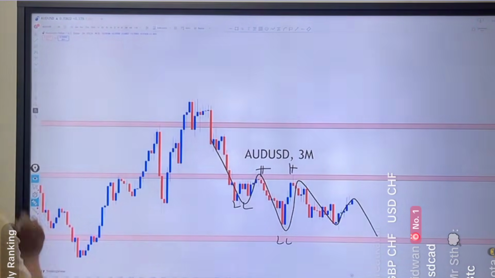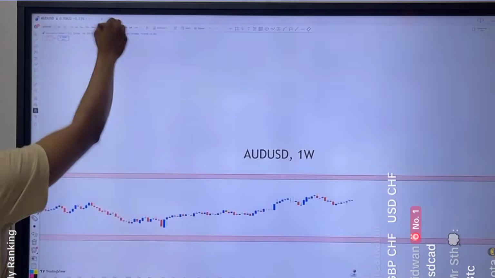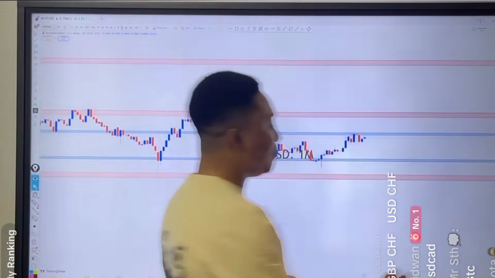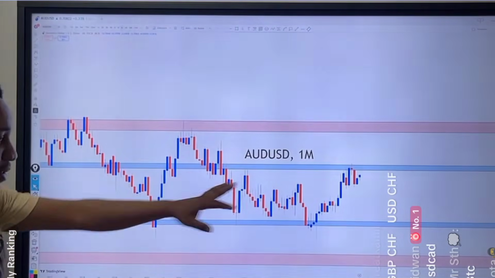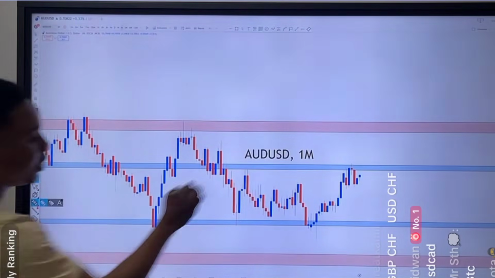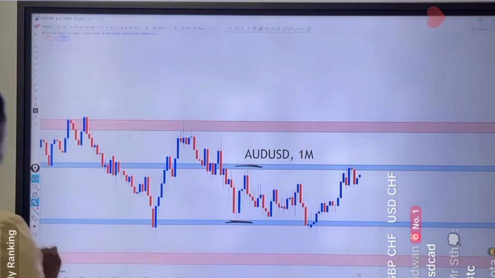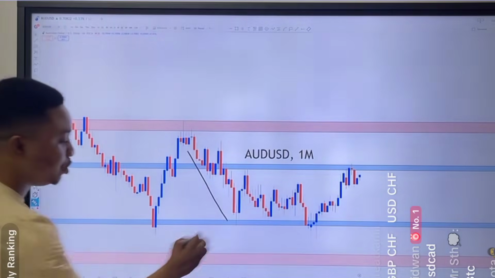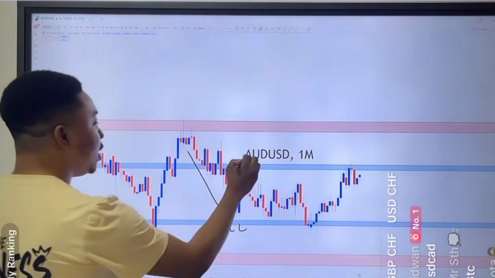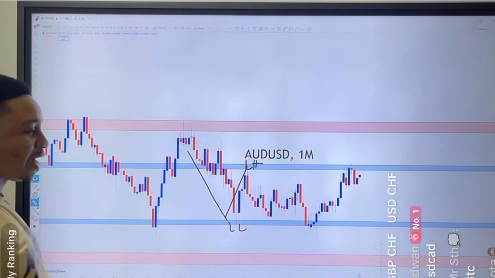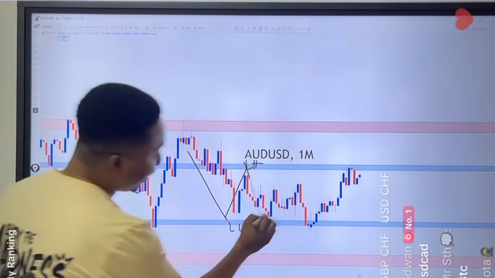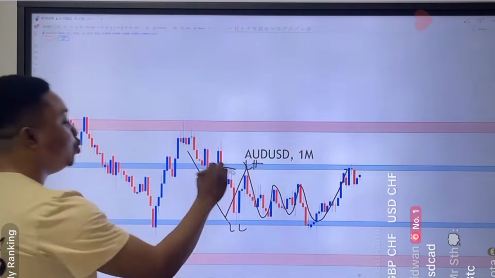Let's take it further to the monthly and find out. This is the monthly time frame of the AUD USD. Now the monthly price is also in a downtrend. Let's explain. We have the upper zone and the lower zone. This was our first push which created a lower low and lower high. But since the lower low and lower high, price has not gone anywhere. It has been moving in between these two zones.